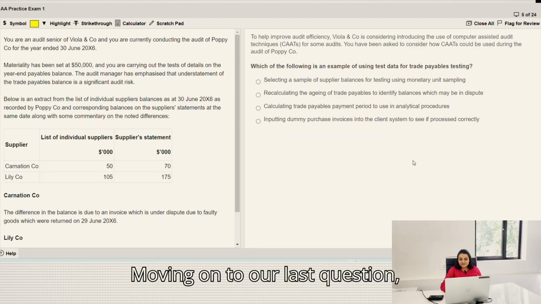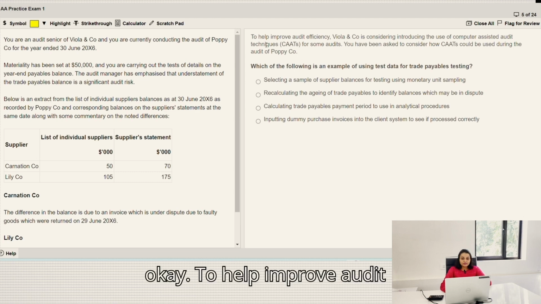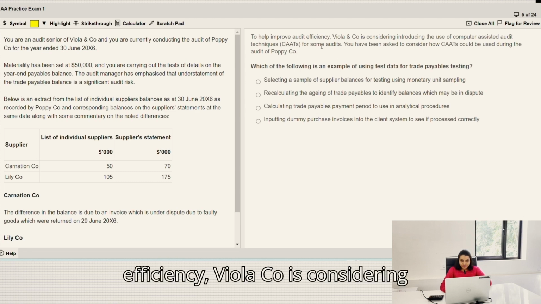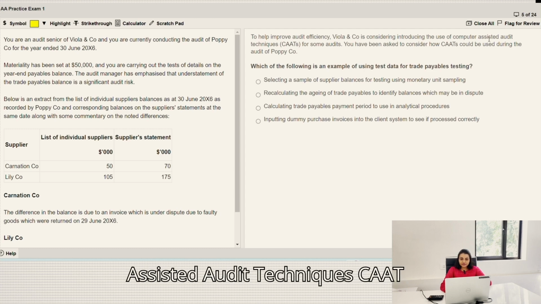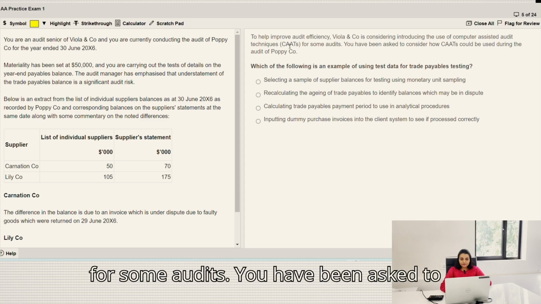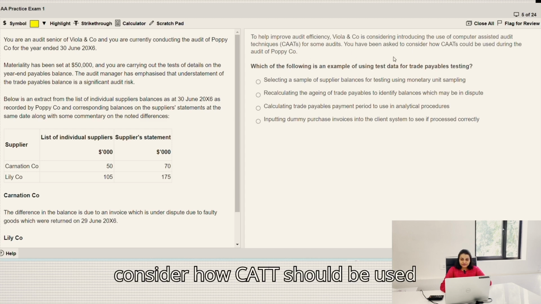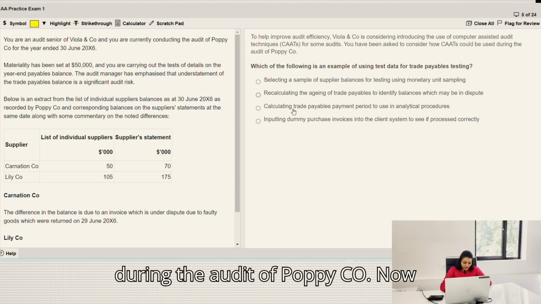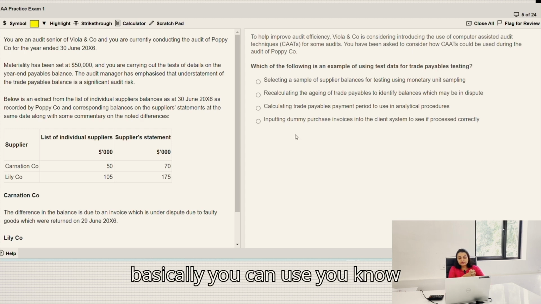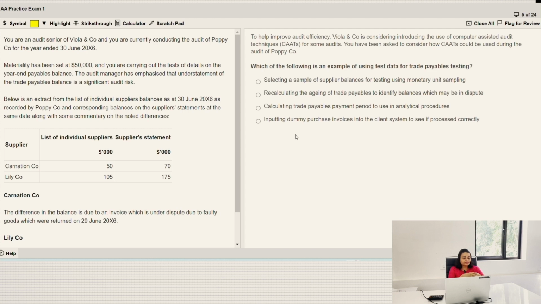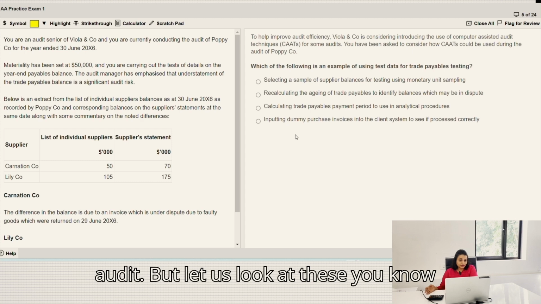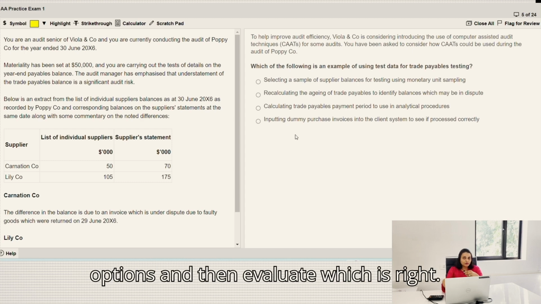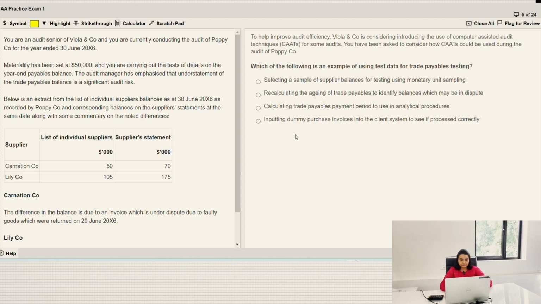Moving on to our last question. Okay. To help improve audit efficiency, Viola and Co is considering introducing the use of computer assisted audit techniques, CAAT, for some audits. You have been asked to consider how CAAT should be used during the audit of Pocoico. Now basically you can make use of computers at multiple levels in your audit. But let's look at these options and then evaluate which is right.